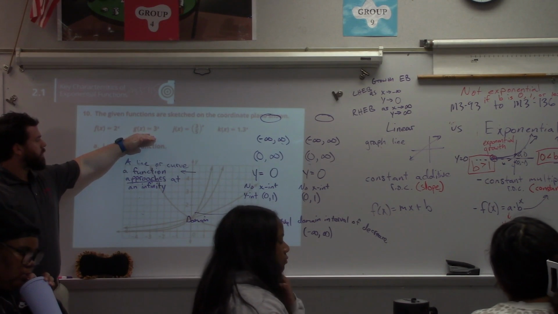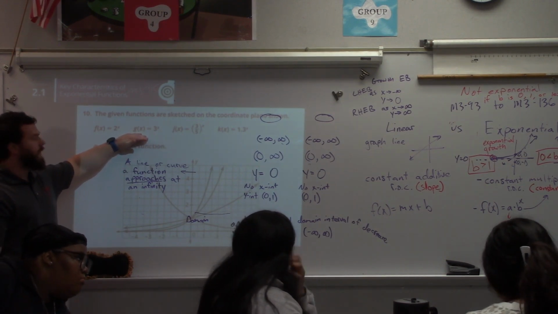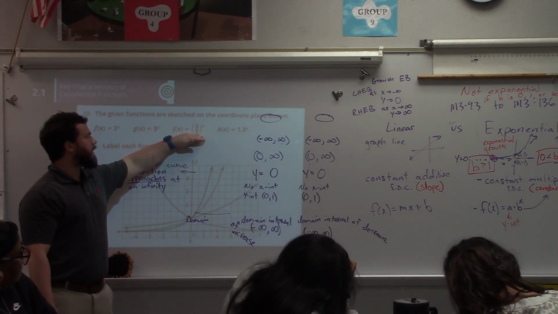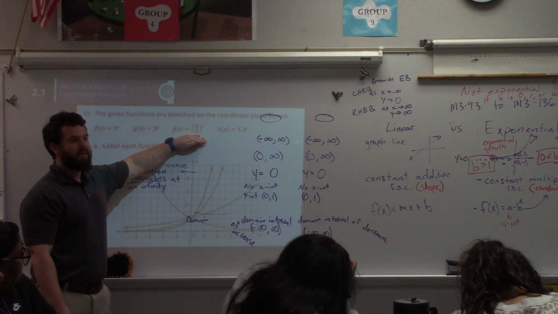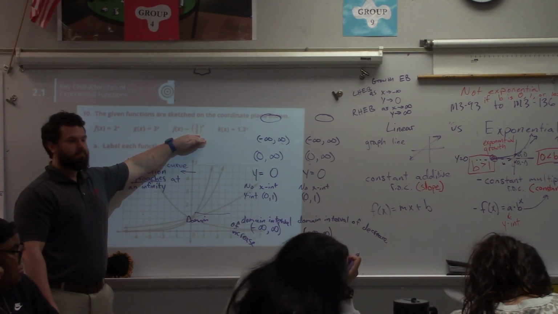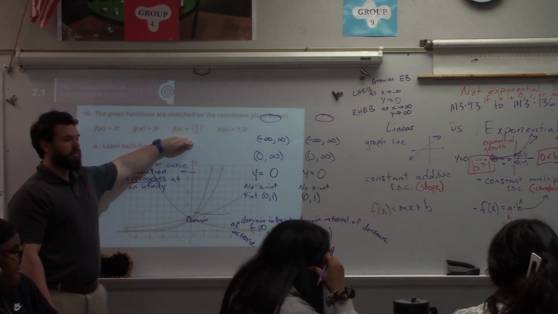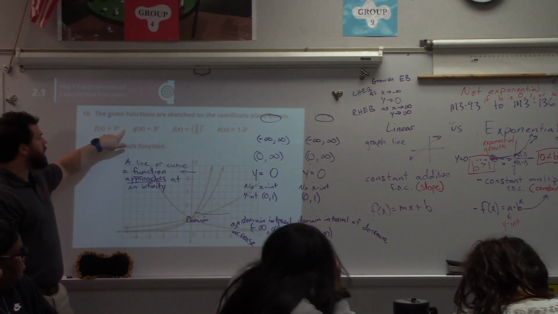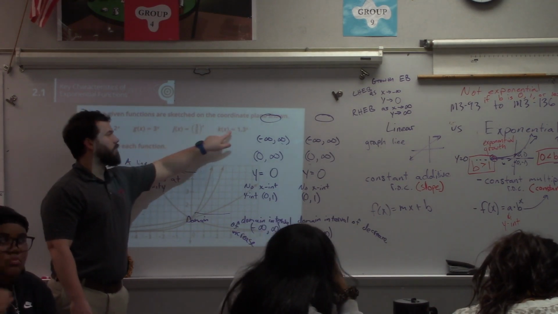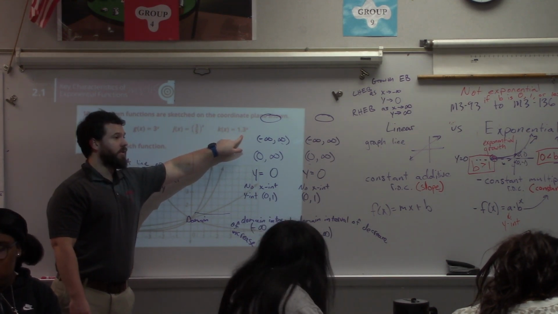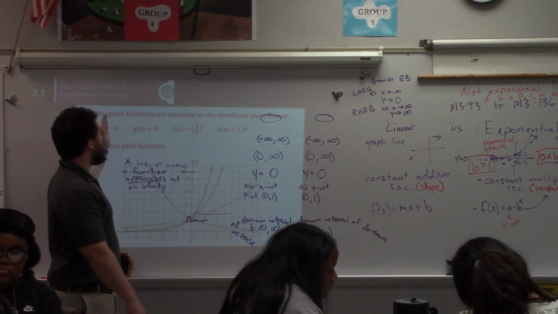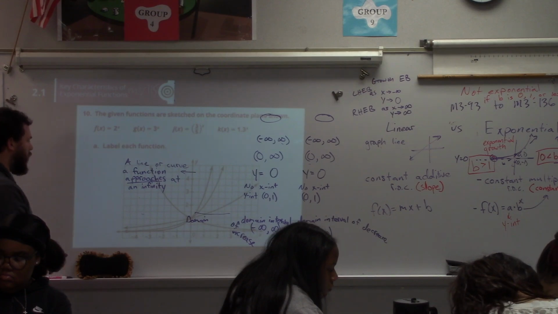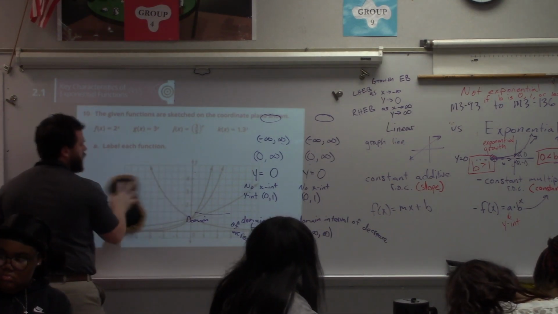G of x, growth or decay? Growth. The base is what? Greater than 1. Growth or decay? Decay. 3/5, that's less than 1, right? Don't stress it too much. Just right here. Base is greater than 1. Base is greater than 1. Base is greater than 1. Base is less than 1. 1.3 is less than 1? I'll check. It's greater than 1. So, growth, growth, decay, growth. I just want us to recognize that they all have that growth or decay there.